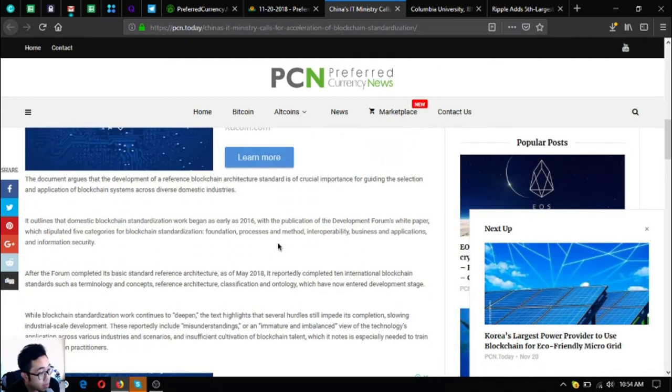The document argues that the development of a reference blockchain architecture standard is of crucial importance for guiding the selection and application of blockchain systems across diverse domestic industries. It outlines that domestic blockchain standardization work began as early as 2016 with the publication of the Development Forum's white paper, which stipulated five categories for blockchain standardization: foundation, processes and method, interoperability, business and applications, and information security.